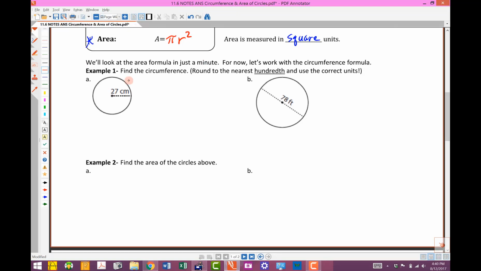Okay, so it says find the circumference and then round to the nearest hundredth and use the correct units. You're going to use your calculator for this. So what we have here is we have the radius. Notice that we've got this dot in the center and then the line that goes to the outside. So we know that that's the radius. So it says find the circumference. Now, like everything else when you're learning these formulas, if you write them down a couple times, that's really going to be helpful. So I'm going to write down 2 pi r. So on this problem, we've got 2 times pi, and then the radius is 27 centimeters.